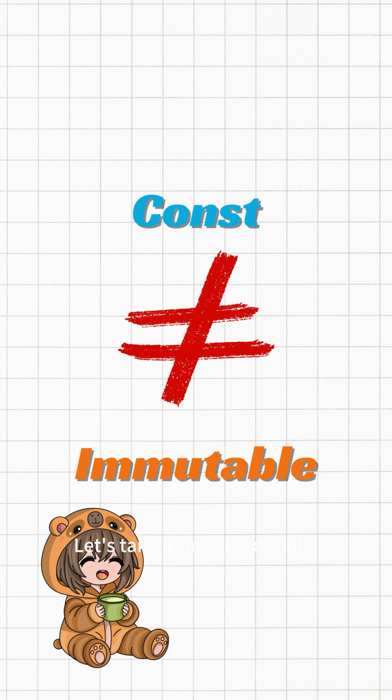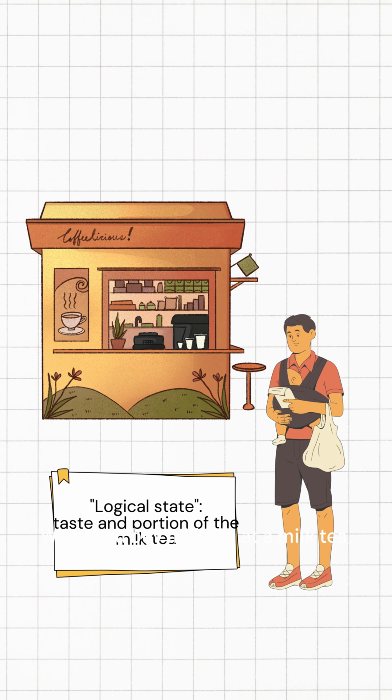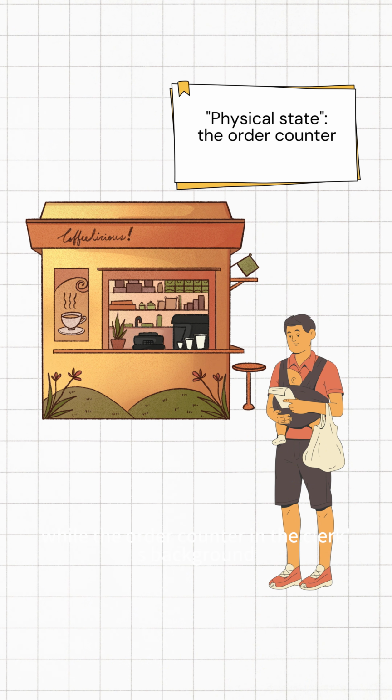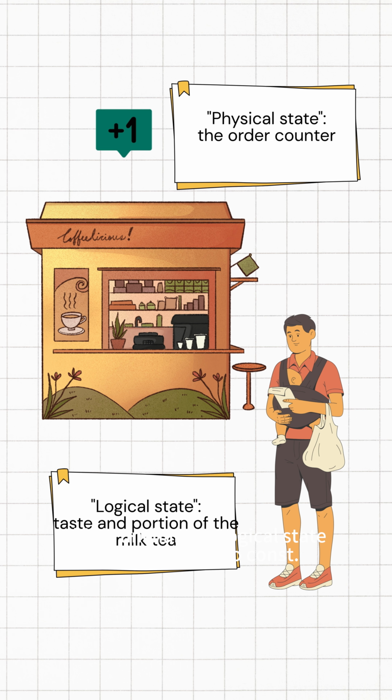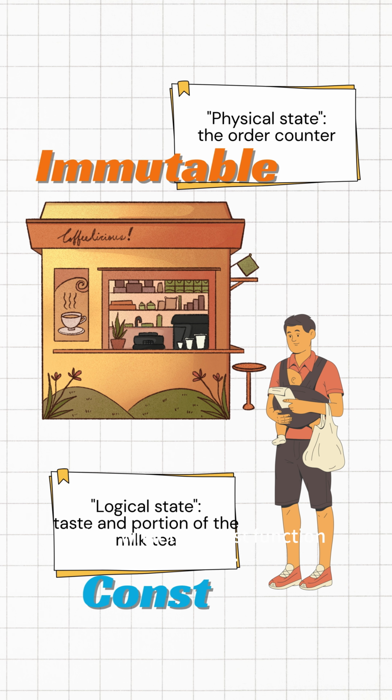Let's take a simple example. When you buy milk tea at a milk tea shop, the taste and portion of the milk tea are the logical state you care about, while the order counter in the clerk's background is the physical state of the milk tea shop. For you, when the clerk increments the counter by 1 while taking the order, you don't perceive it at all. This is unchanged logical state. Corresponding to C++, this is what the const function promises. And the modification of the counter's physical state needs to be marked with mutable.